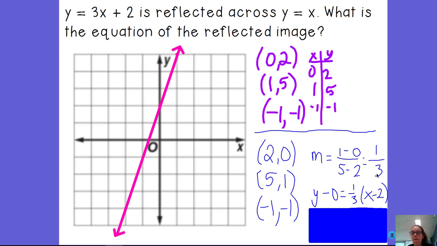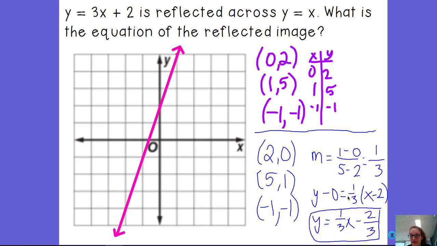And so then, once I find the slope, I can plug a point in for x and y into point slope form. So y minus y1 equals the slope times x minus x1. And if I just isolate y, distribute that 1/3, I end up with the equation of the line being y equals 1/3 x minus 2/3.